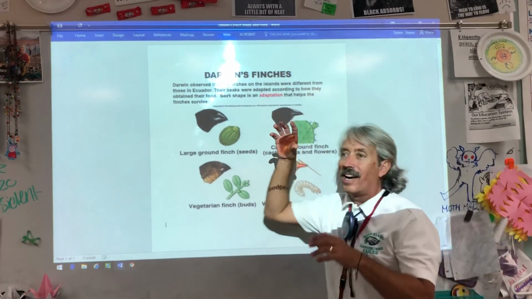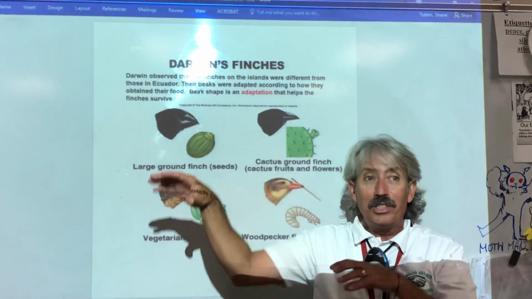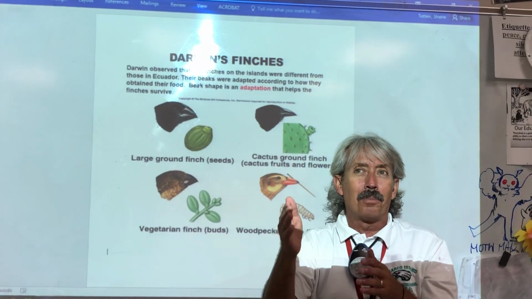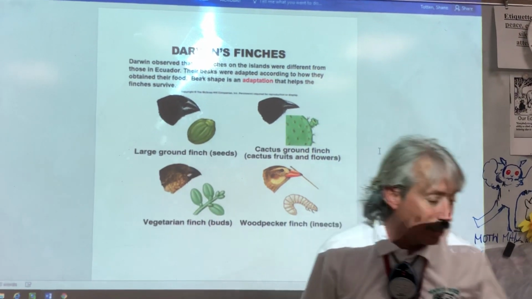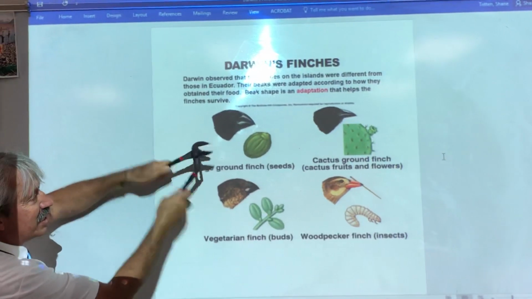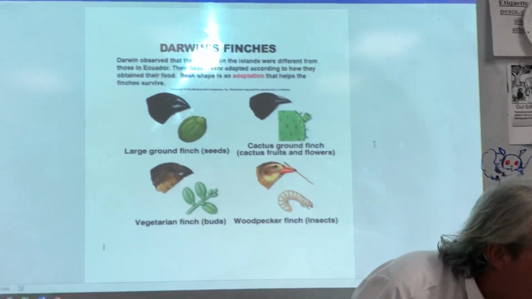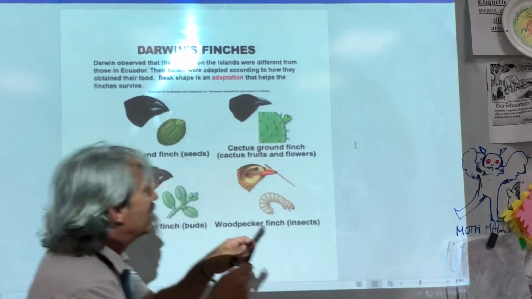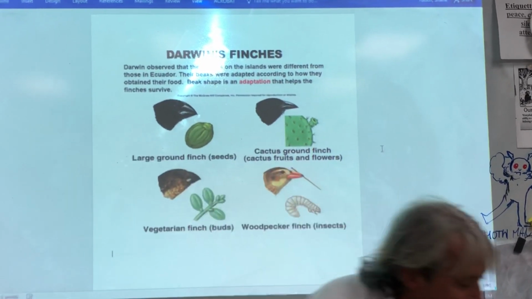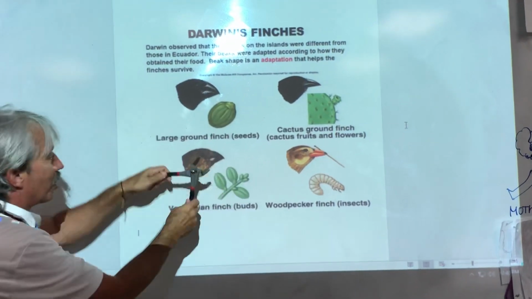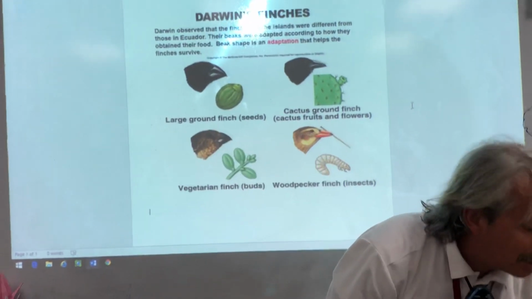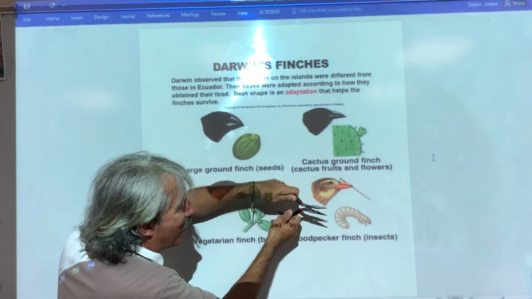Because he noticed that on the islands, there were different finches, and they all had different shaped beaks. And it was basically determined by what type of food they ate. So some of the beaks were good for crushing seeds, and some of the beaks were good at cutting through the flesh of fruits and flowers, and some of the beaks were good for plucking the buds off of a plant, and some of the beaks were really good at grabbing insects.